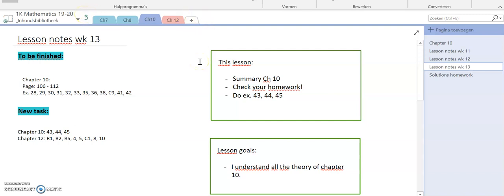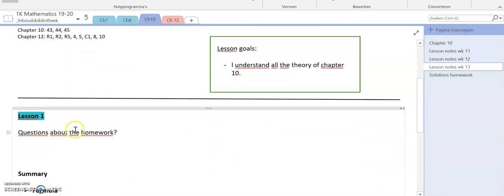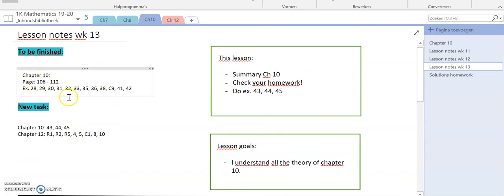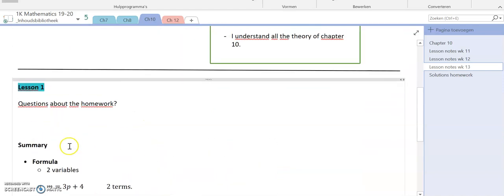In this lesson, I would like to give a summary of chapter 10. And after this video, you can do exercise 43, 44, and 45, because there's no new theory in chapter 12. After this video, you will understand all the theory of chapter 10. If you have questions about your previous homework, please let me know in Teams or send me an email. And now I'm going to do the summary.